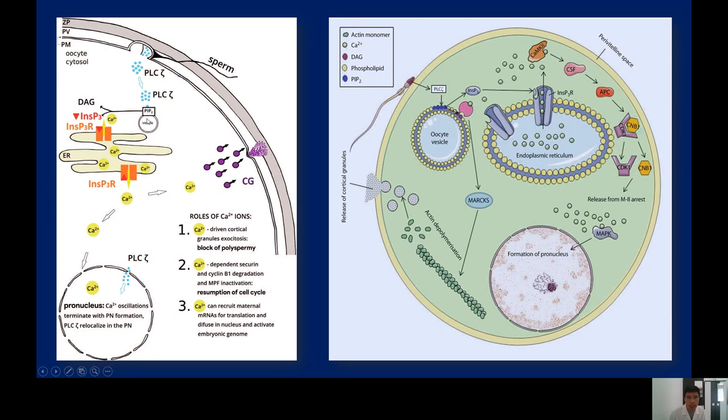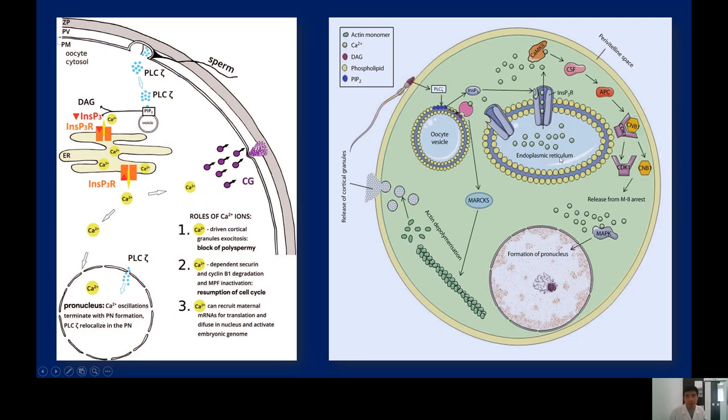So there is a cleavage here, from phosphoinositol bisphosphate to inositol 3-phosphate. And it will also release diacylglycerol. The release of inositol 3-phosphate triggers the opening of the calcium channels in the endoplasmic reticulum of this oocyte. What is important about this process is that it is about the calcium ions.